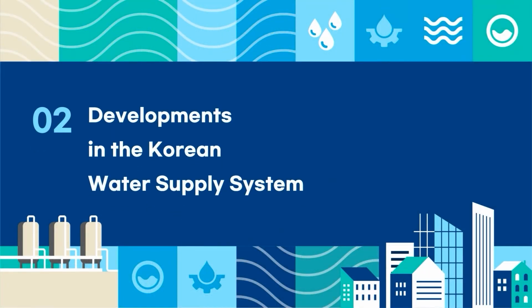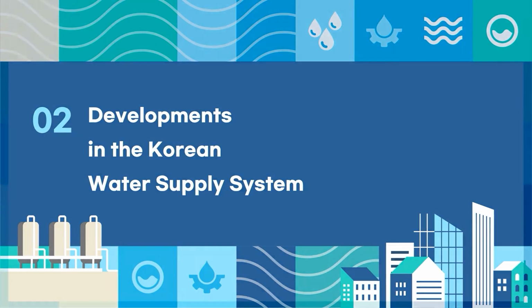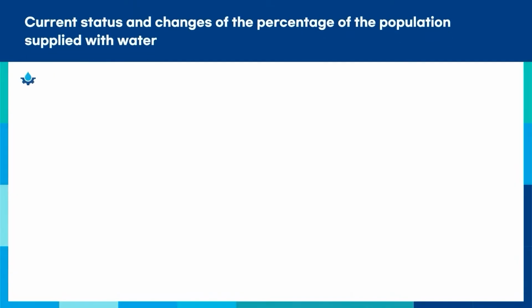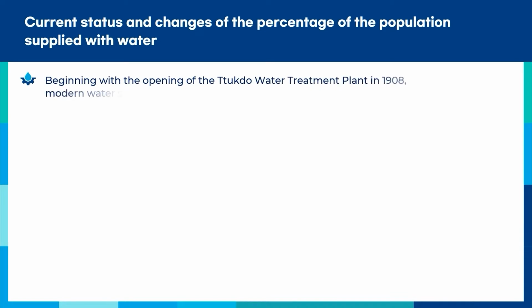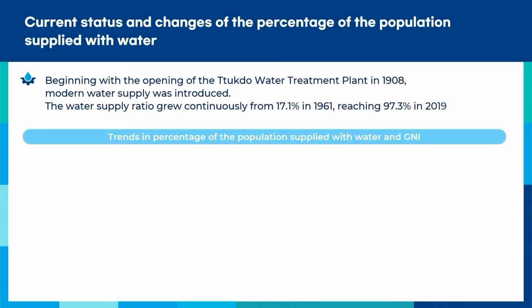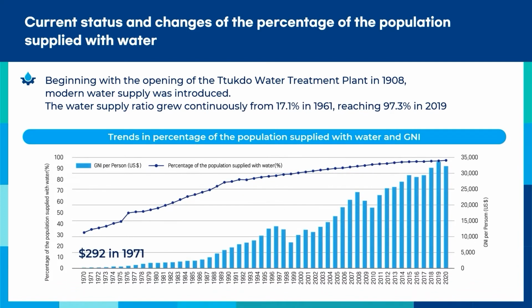Developments in the Korean water supply system. Beginning with the opening of the Dukdo Water Treatment Plant in 1908. The water supply ratio grew continuously from 17.1% in 1961 and reached 97.3% in 2019.